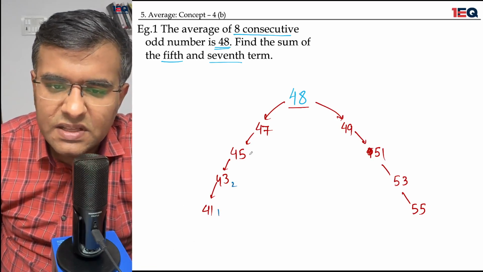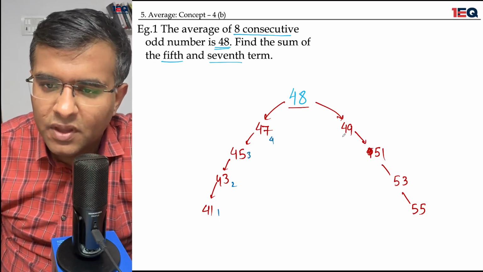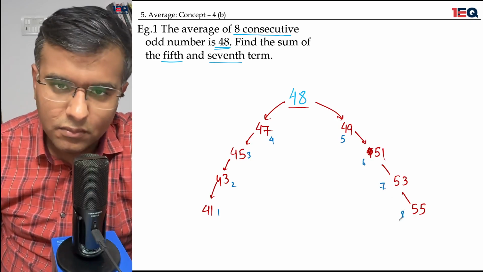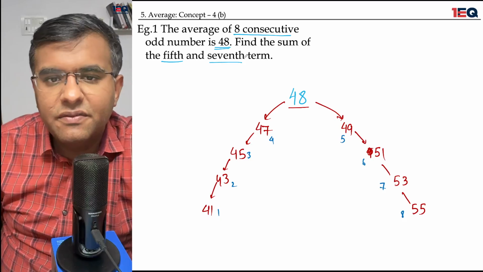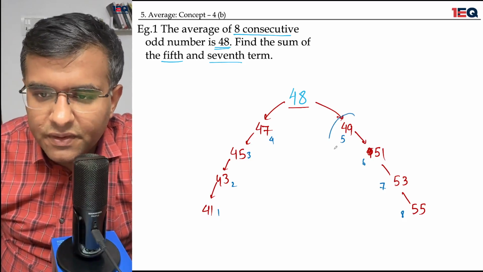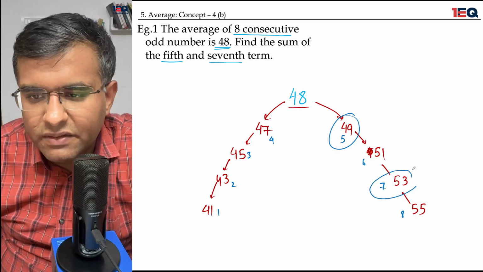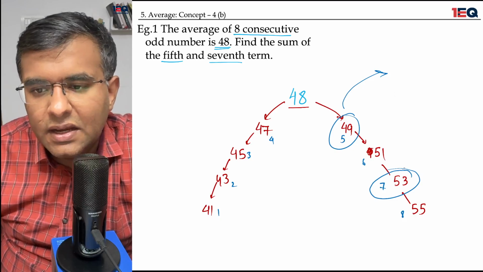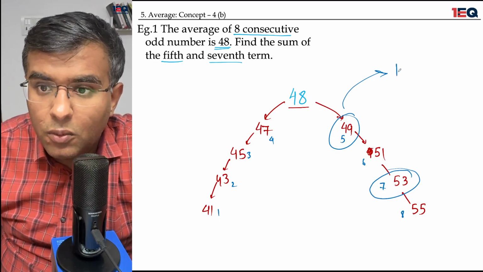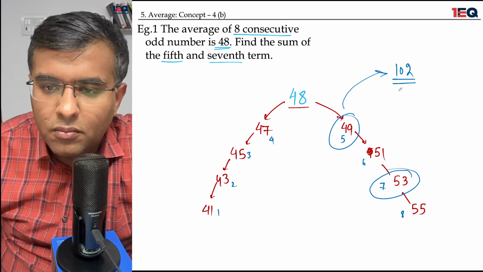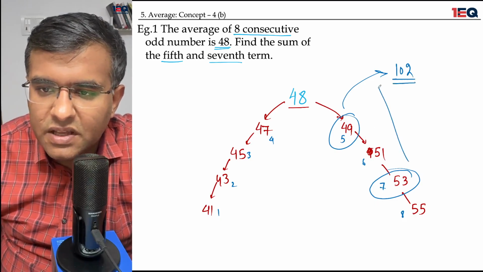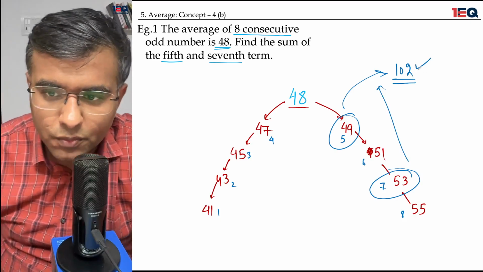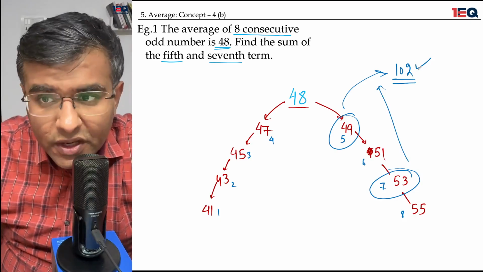This is the first one, second one, third one, fourth one, fifth one, sixth one, seventh one, and the eighth one. Find the sum of the fifth and the seventh term. The fifth one is 49 and the seventh one is 53. 49 twos is 98. 98 plus 4 would give me 102. So my answer, the sum of fifth and seventh, is 102. Okay. I hope we are good enough.